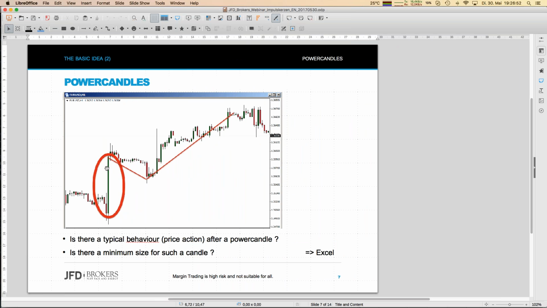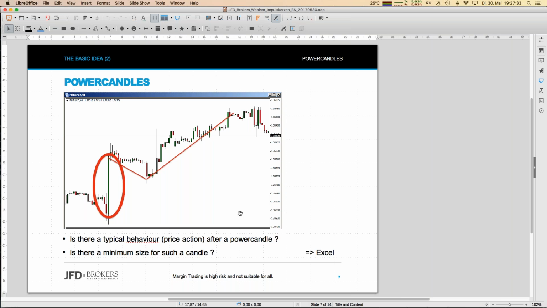You see here a big candle. And the question behind is simply, is there a typical behavior in time and price after the occurrence of a power candle? You see, I have drawn two red lines here. Overall, you see that the price goes into the direction of the power candle. So is that something we can use for trading? And the answer is simply yes.